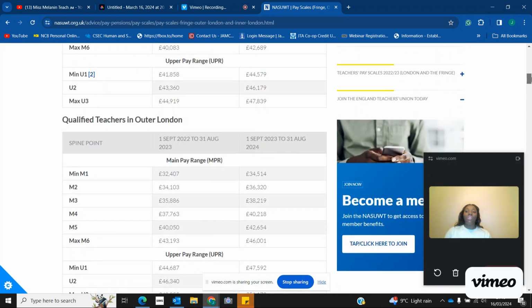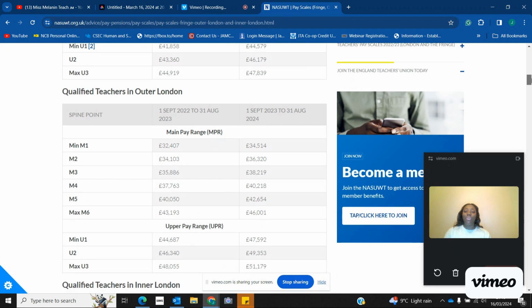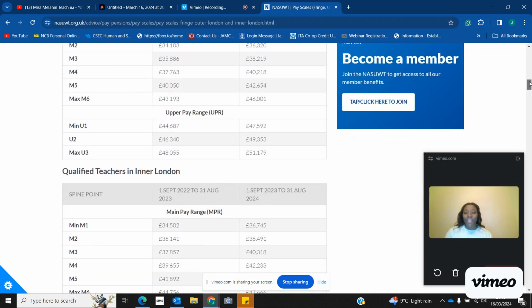Good. So we just looked at the fringe, let's look at qualified teachers in outer London. Minimum will be roughly 34,514, and you guys will realize a trend. I'll get to it in a second. Maximum will be exactly 46,001 pence. I mean, do you think they give us that 1 pence? It's quite weird, isn't it?